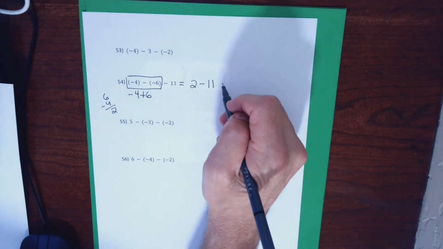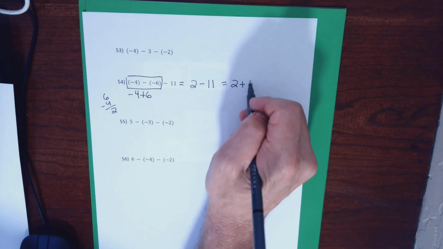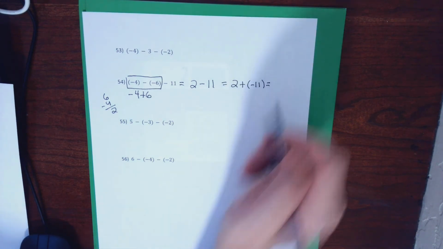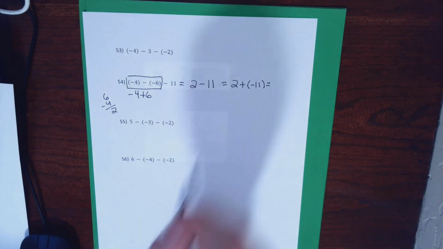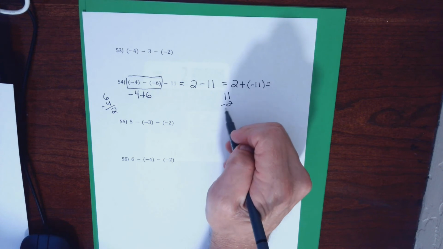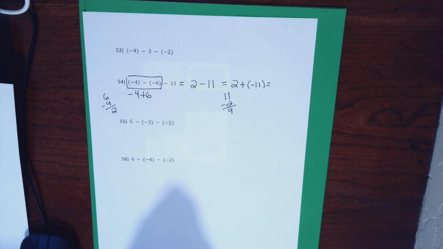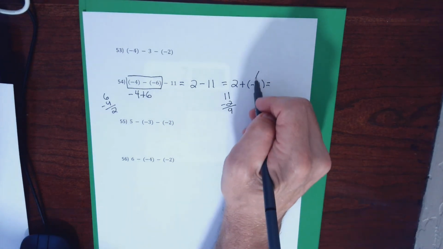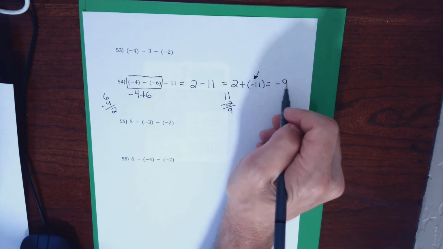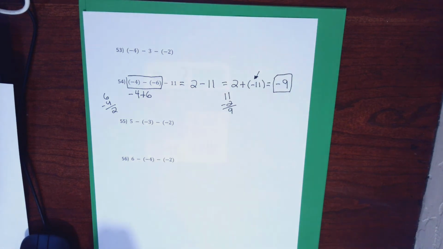If I can't get the answer of negative 9 from here, I could change this to 2 plus negative 11. Minusing a positive 11 is the same as adding a negative 11. And now this is a subtraction problem because it's adding and both the numbers have opposite signs. And 11 minus 2 is 9. When I go to write my answer, I need to get the right sign, and because the bigger number 11 was negative, my sign needs to be negative. So the answer to 54 is going to be negative 9.